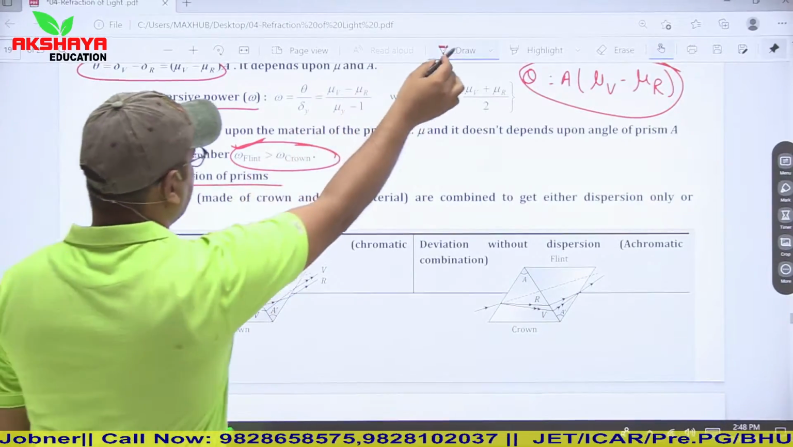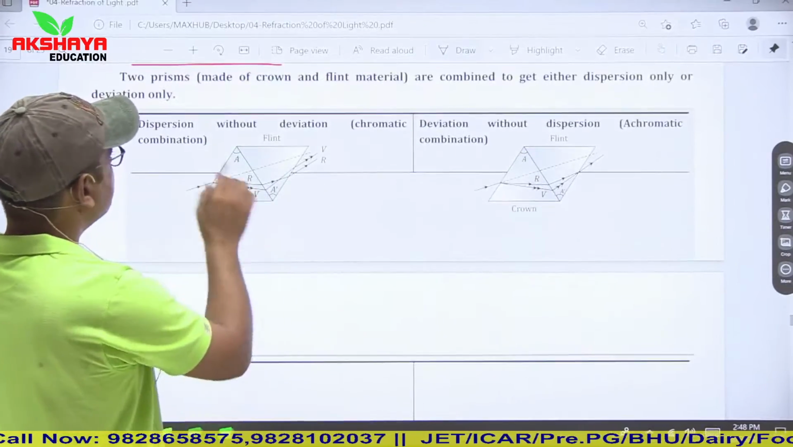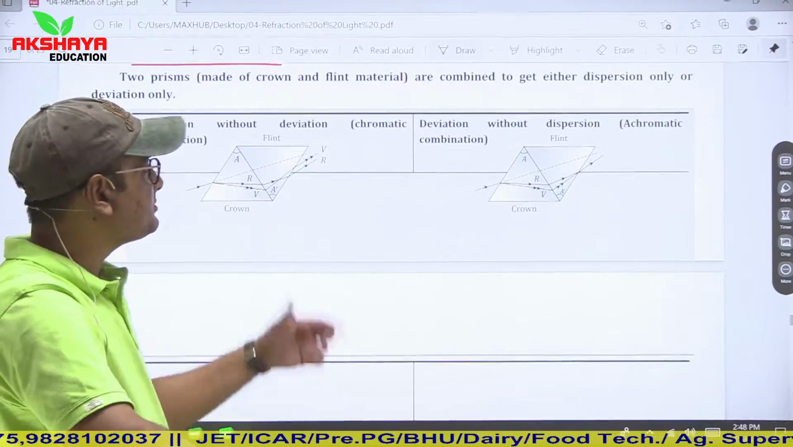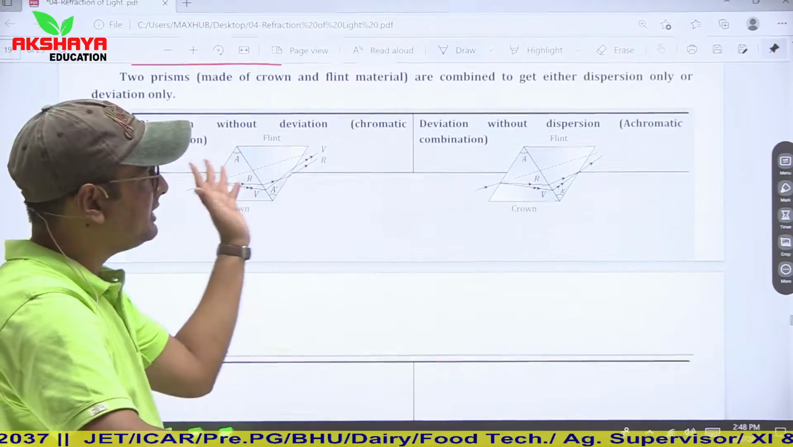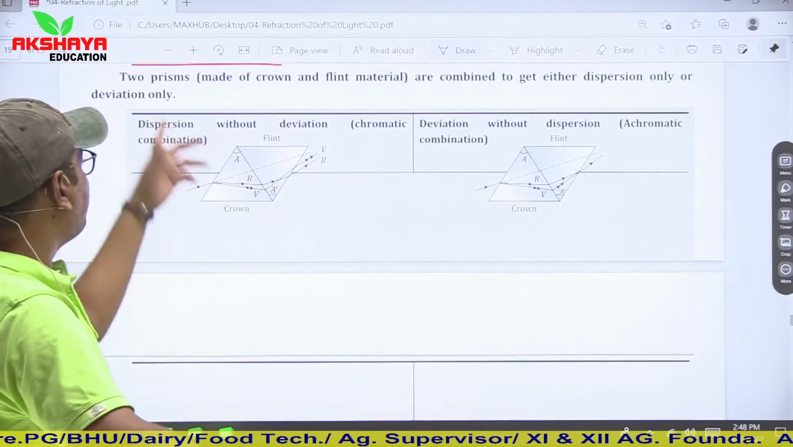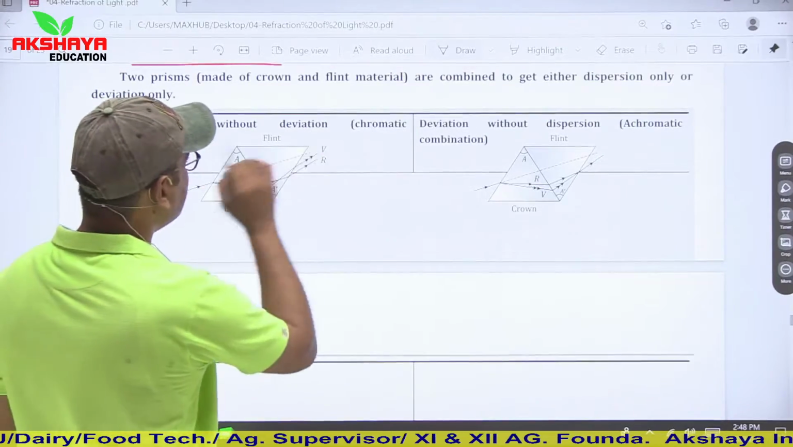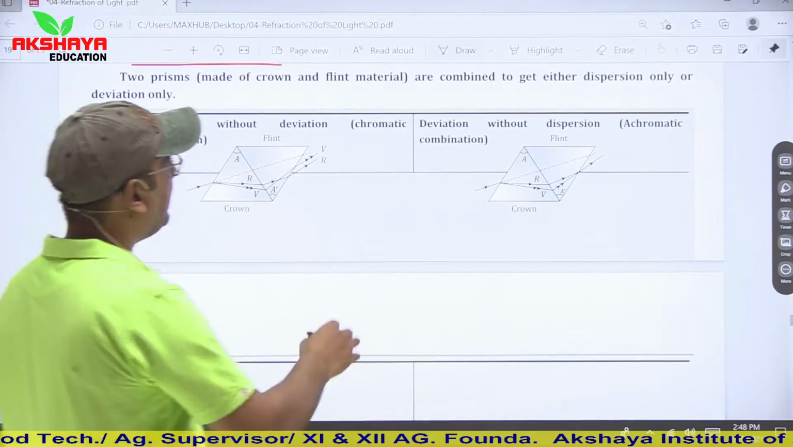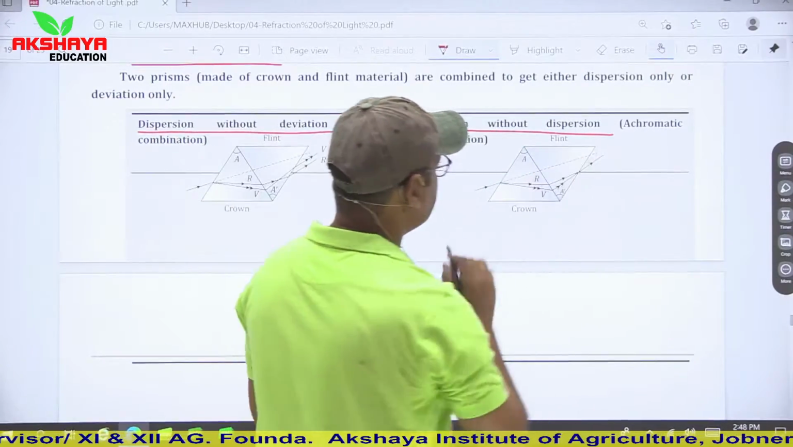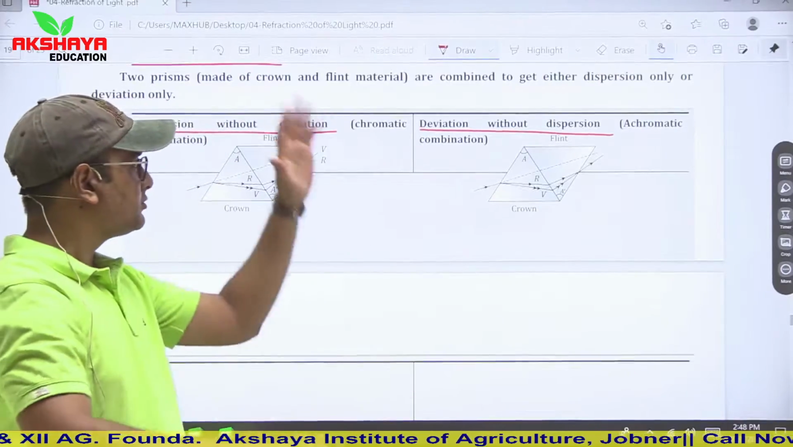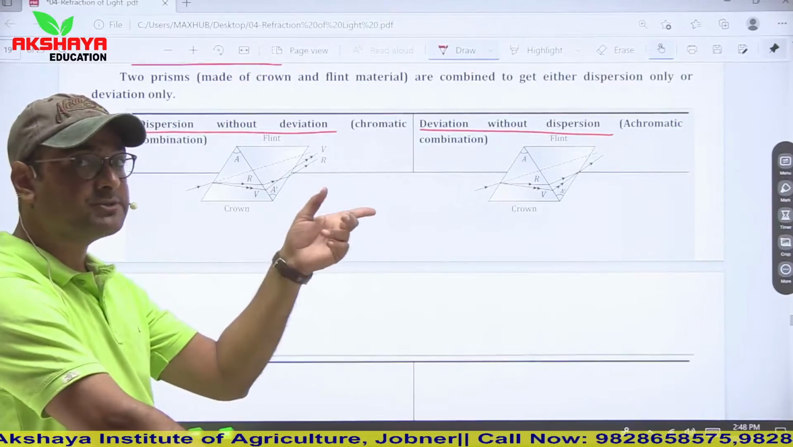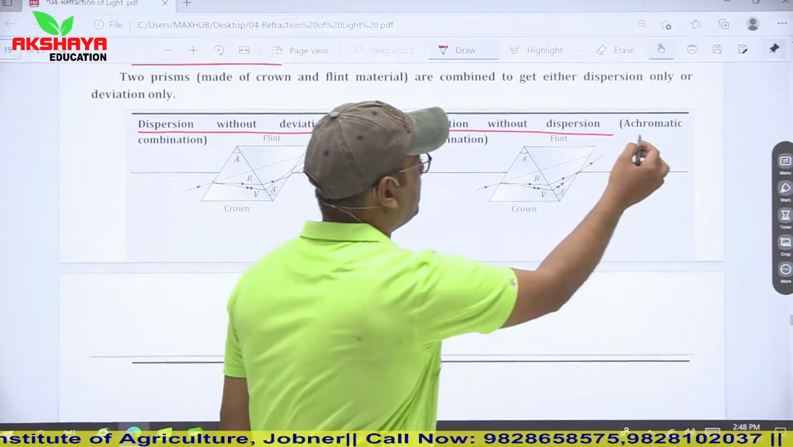Combination of prisms. So let us have a look at the combination of prisms. Two prisms are combined to get either dispersion only or deviation only. Two prisms are placed in such a way that in one case they show only dispersion, and in another case they show only deviation. Dispersion without deviation is known as chromatic combination, and deviation without dispersion is known as achromatic combination.